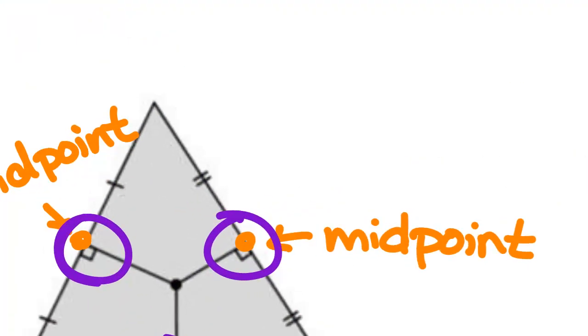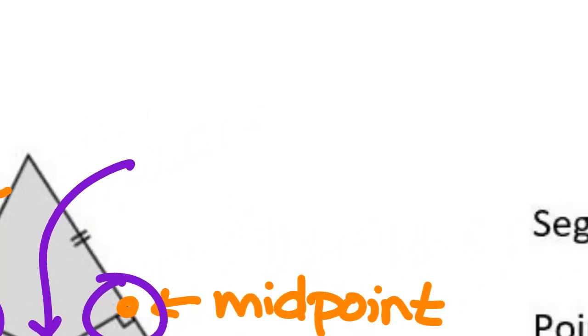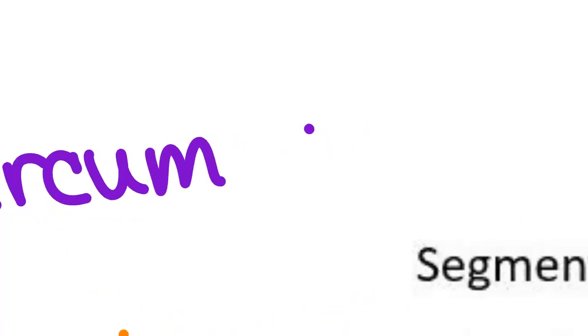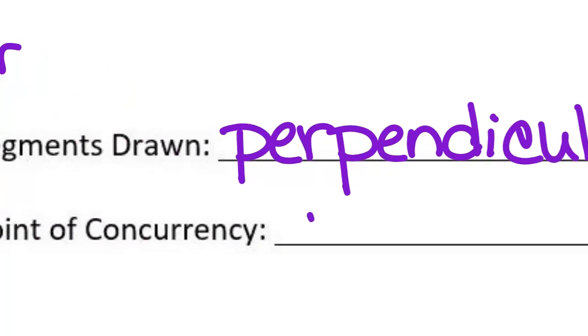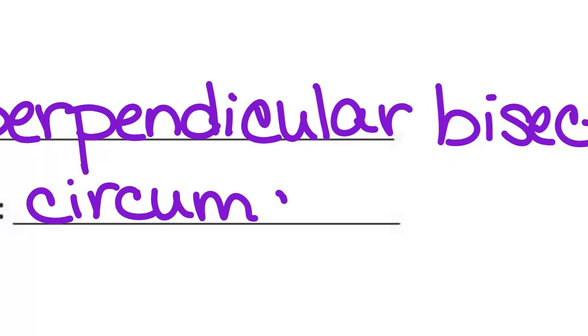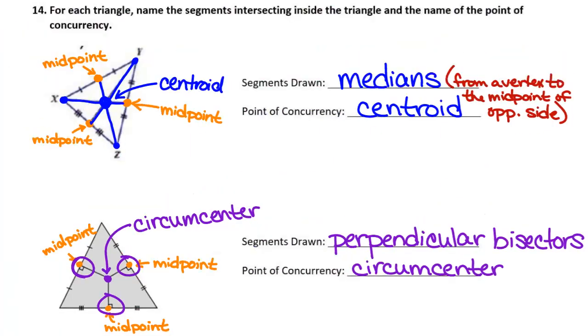And what do we call the point where the three perpendicular bisectors intersect? You can go back and look at number 4 if you need to. Circumcenter, yes. So far, so good?